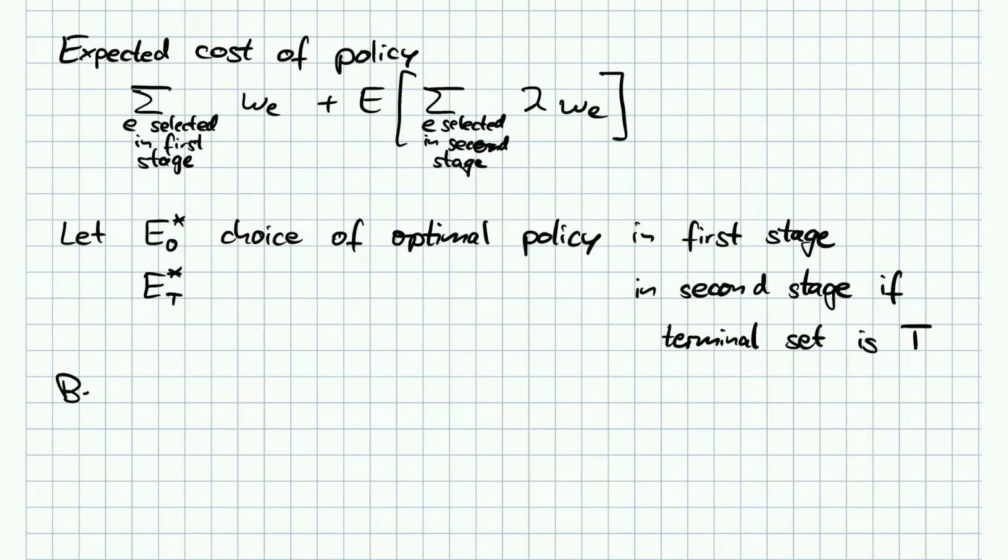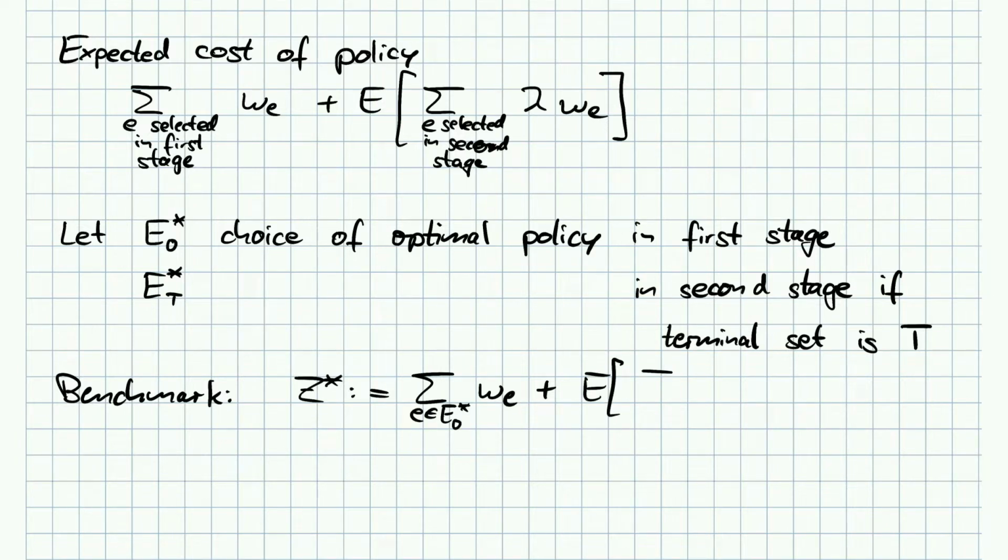And our benchmark, so what we'll be comparing ourselves to, is what I'll call Z star. This is exactly the expected cost of the optimal solution, of the optimal policy. So the sum of the first stage edge weights plus the sum of the second stage edge weights, they are all multiplied by lambda.